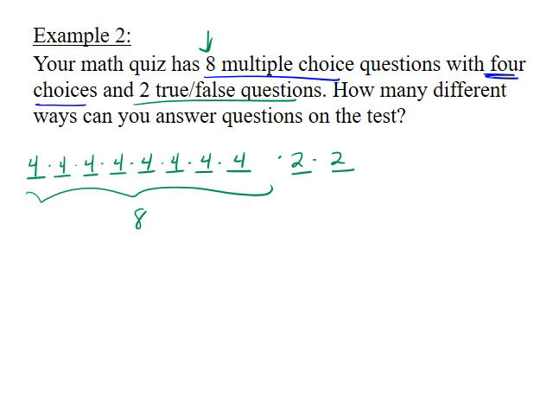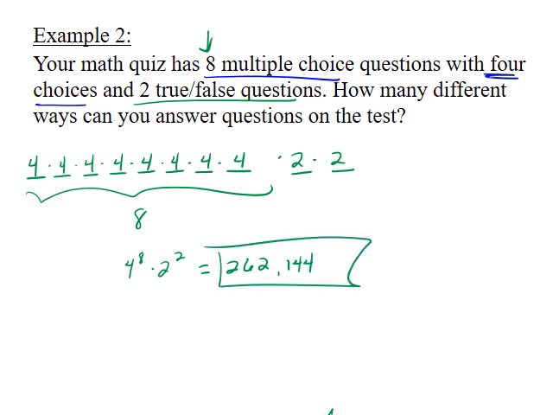Well, if you plug this into your calculator, remember this is 4 to the power of 8 times 2 squared. This will give you 262,144 ways to answer this test. Doesn't that make you want to become a teacher? Thank goodness for Scantrons.